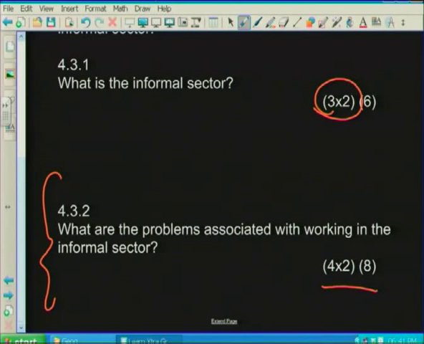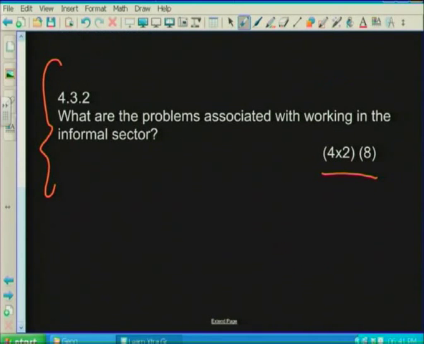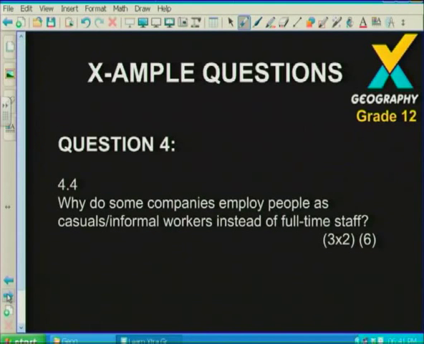4.3.2, also a big question, 4 times 2, 8 marks, so at least 6 or 7 sentences in a paragraph. What are the problems associated with working in the informal sector? So here we're looking at things like crime, low wages, no medical aid, no pension, no sick leave, no annual leave, no labor or union representation or protection, and all those sorts of things that go along with that as well. They can't save for their old age, and obviously if they get sick, they don't get the best medical attention, etc., etc. So you can basically flesh out quite a few ideas here for 8 marks, and that will be section B, question 4.